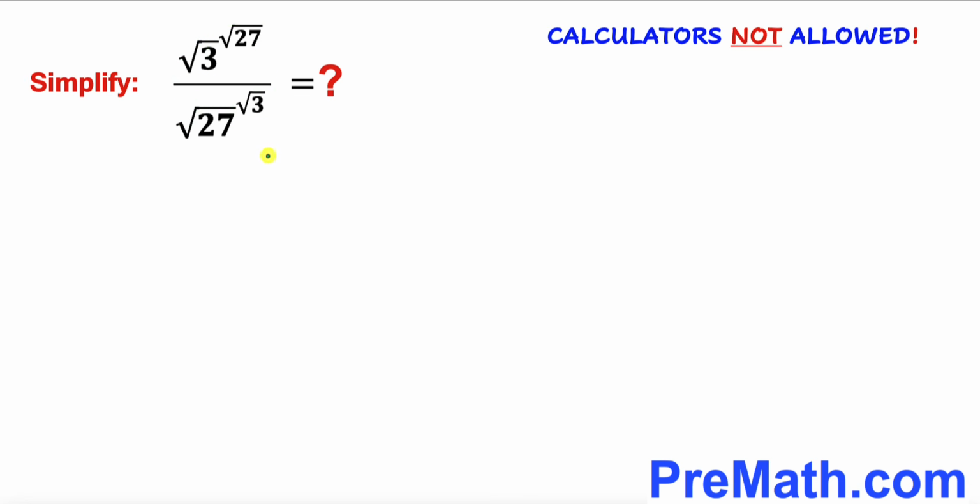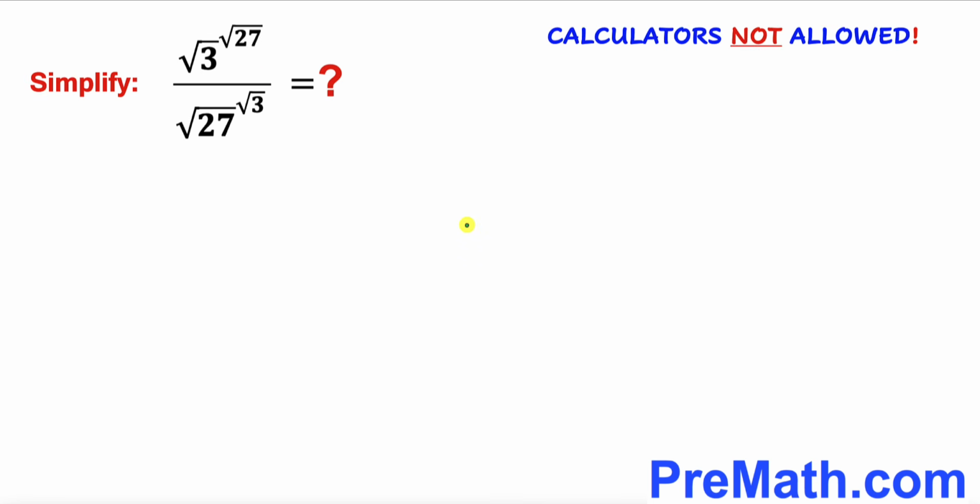And here's our question: square root of 3 power square root of 27 divided by square root of 27 power square root of 3. And now we are going to simplify this expression. And please bear in mind, we are not supposed to be using calculators of any kind.